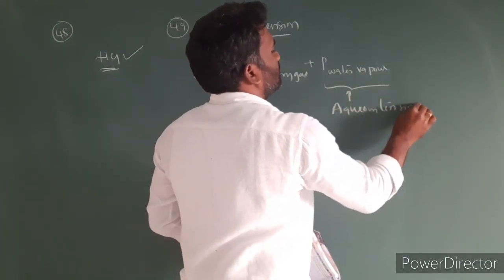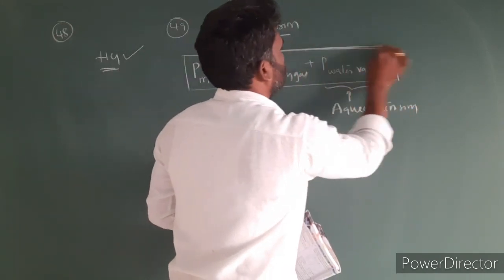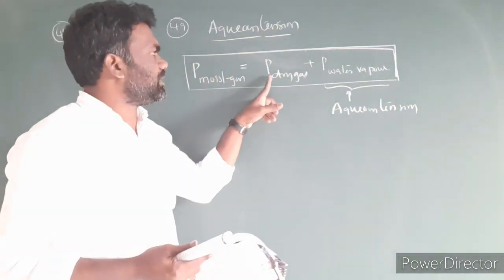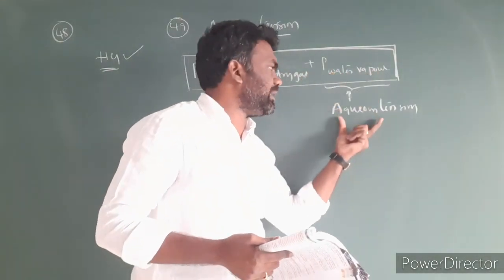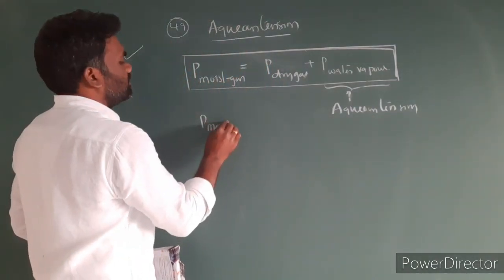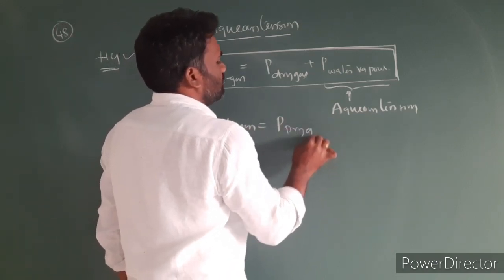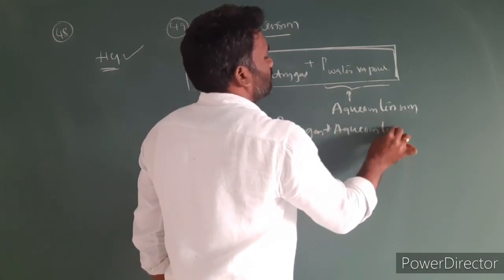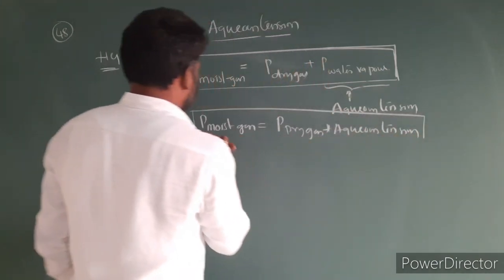So this is the total pressure according to Dalton's law of partial pressure. According to Dalton's law, the pressure of moist gas is equal to the pressure of dry gas plus the pressure of water vapor. The pressure exerted by the water vapor is called aqueous tension. We can write it in another way: pressure of moist gas is equal to pressure of dry gas plus, directly, aqueous tension. You can use this directly also.